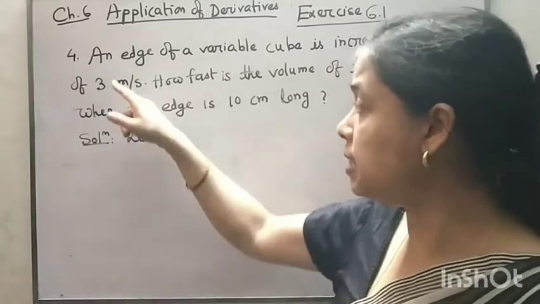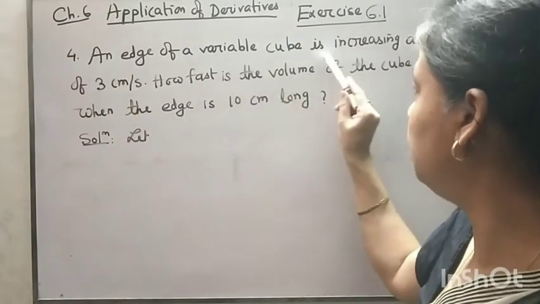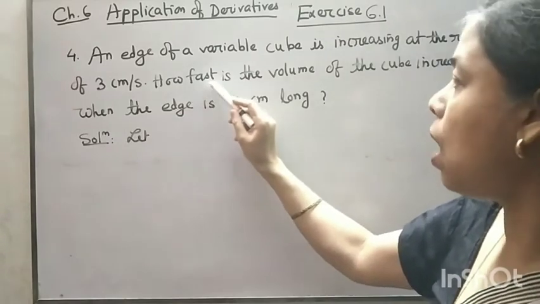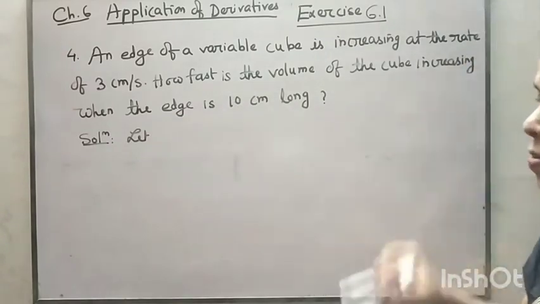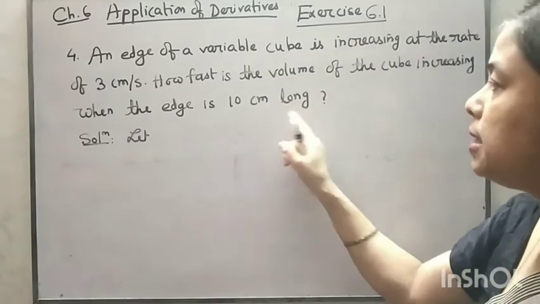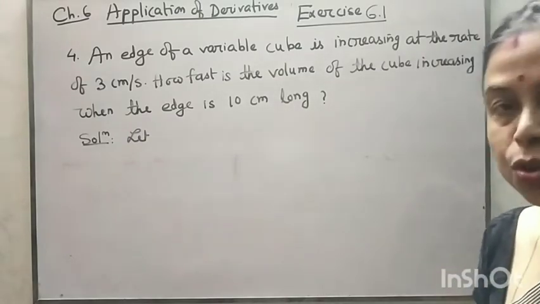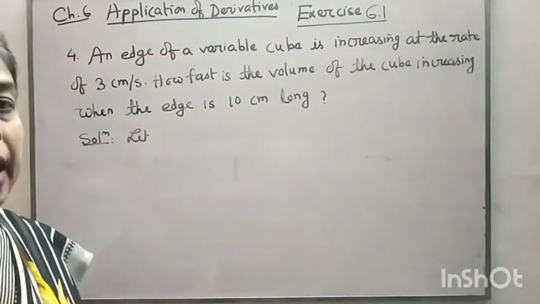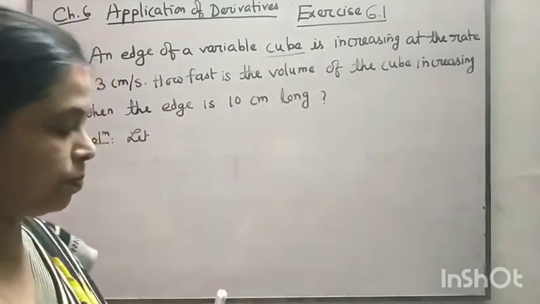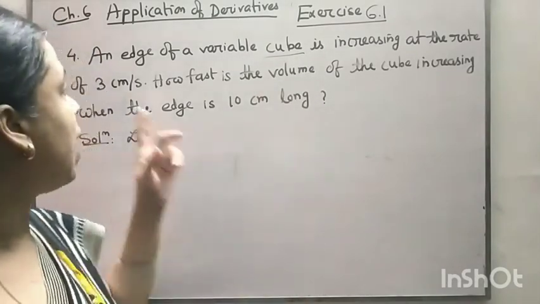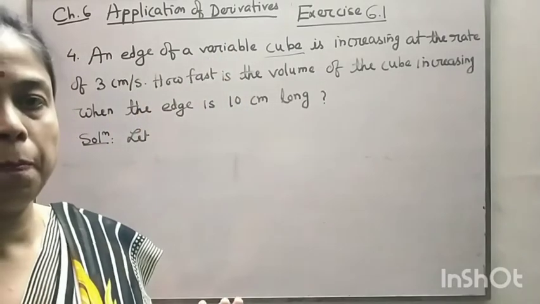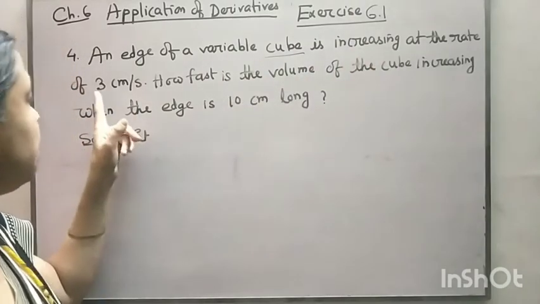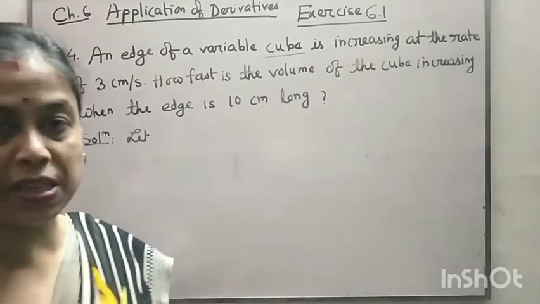Your question number 4 is, an edge of a variable cube is increasing at the rate of 3 centimeter per second. How fast is the volume of the cube increasing when the edge is 10 centimeter long? So as I told you earlier, first you see what is given in the question. Here the figure is a cube, right? And what is given? The edge of a variable cube is increasing, and at what rate? 3 cm per second.